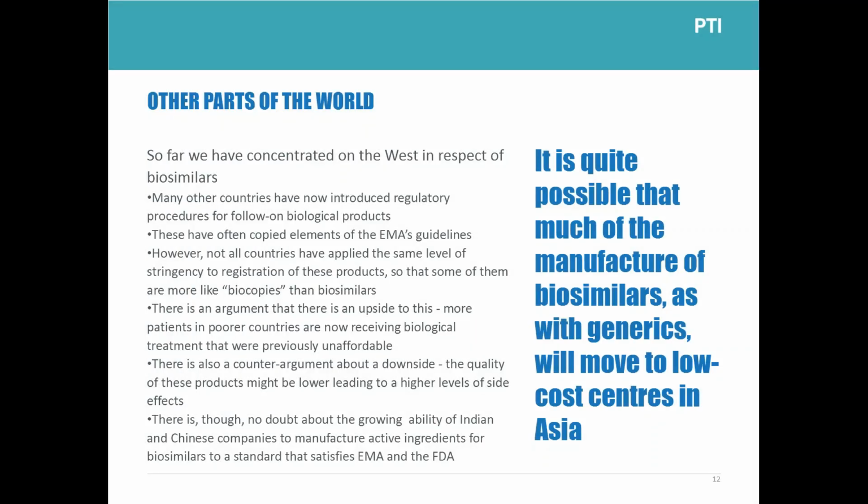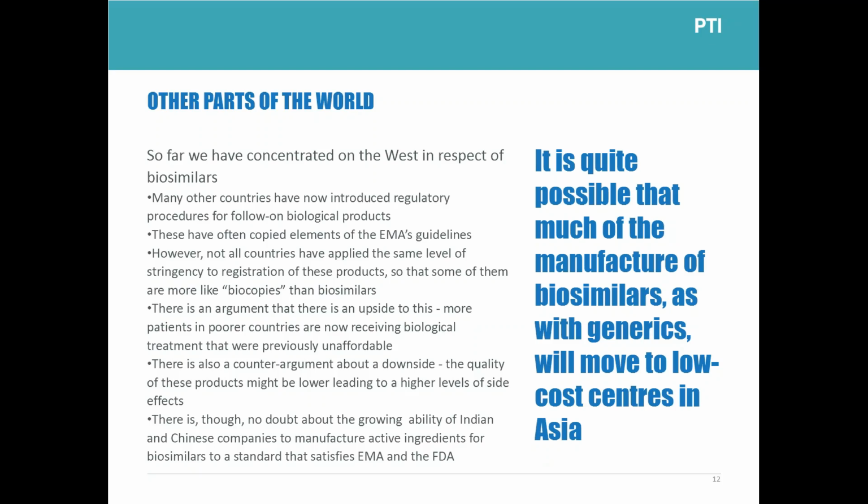What's happening in other parts of the world, because Europe and the US are not everything? We're concentrated on the West, and we've seen that many other countries have now introduced regulatory procedures for follow-on biological products. And what they have done in many cases is copied elements of the EMA's guidelines. Sensibly, these countries have decided there's no point reinventing the wheel. The wheel already exists, so we'll just adapt it slightly to our particular circumstances.